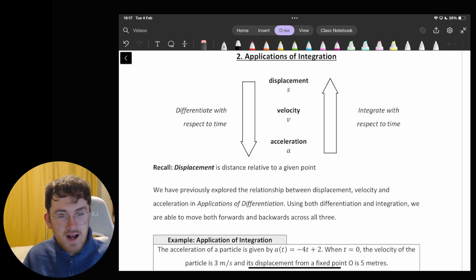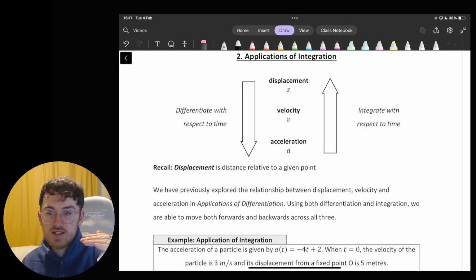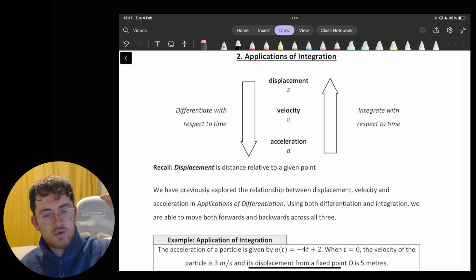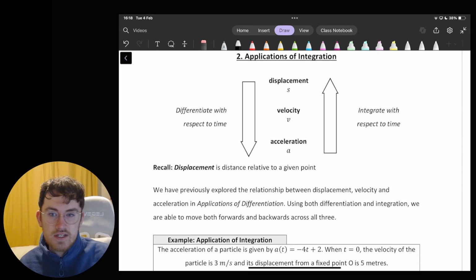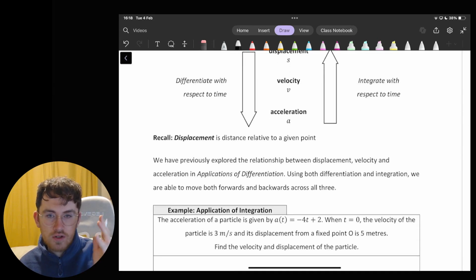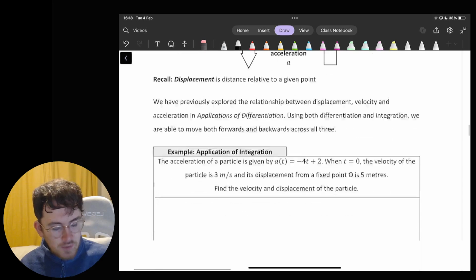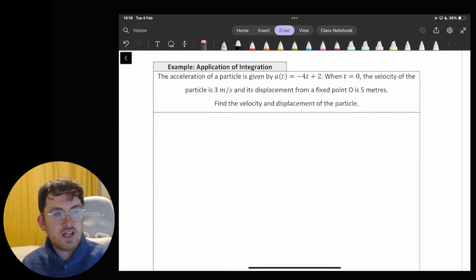What that can mean in practice a lot of the time is they may start you at velocity and then allow you to go upwards to displacement, or downwards to acceleration. I think that idea of thinking of it as up and down can be quite helpful, making sure that you know that a movement upward is integration, a movement downwards is differentiation. But really, that's all that integration factors into this: movement in the opposite direction.